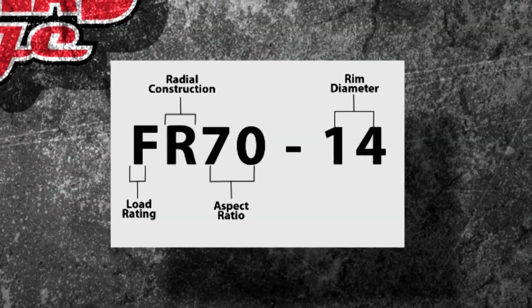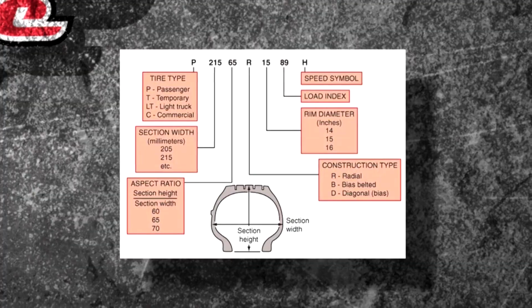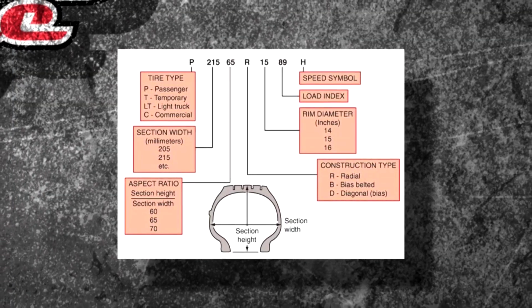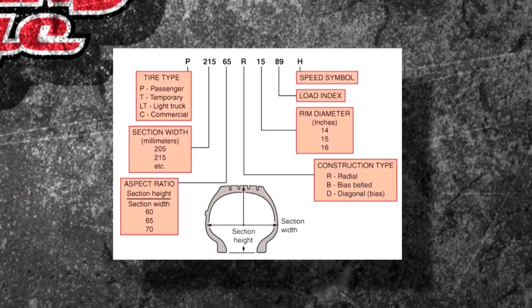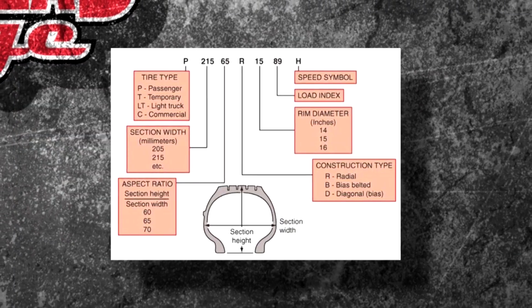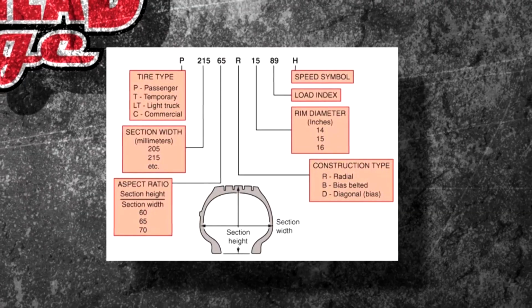But what we're dealing with today, this is the P metric system, and you can see here, the P stands for passenger. If it was a T, it would be temporary, LT is light truck, and C is commercial. That next number, 215, that's the section width across that tread area. Then you have that aspect ratio. You heard a little bit earlier, that's the section height by the width.